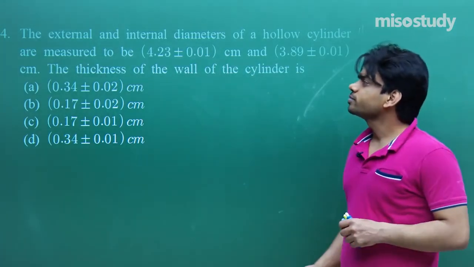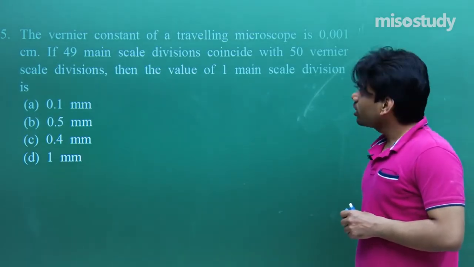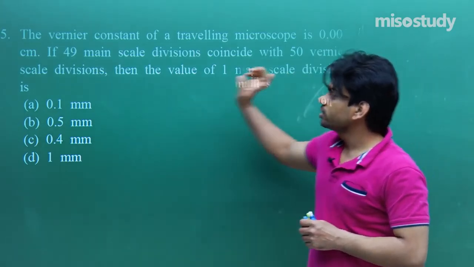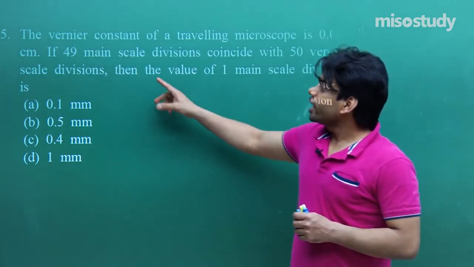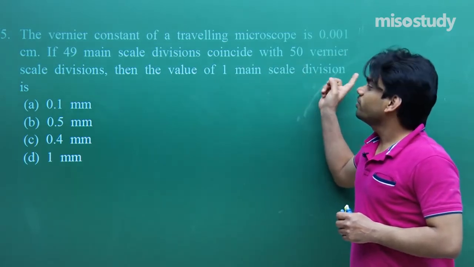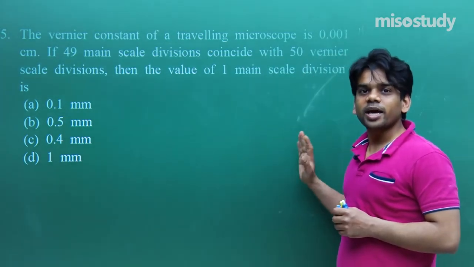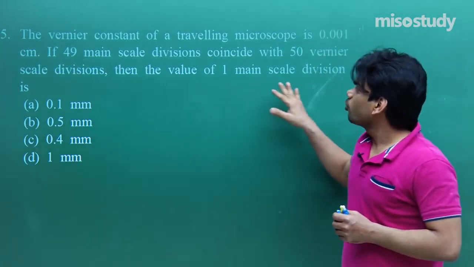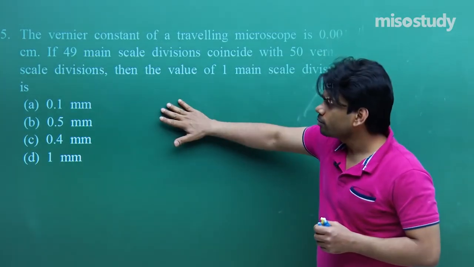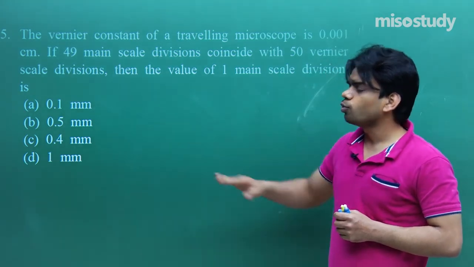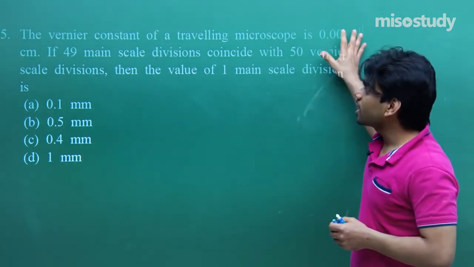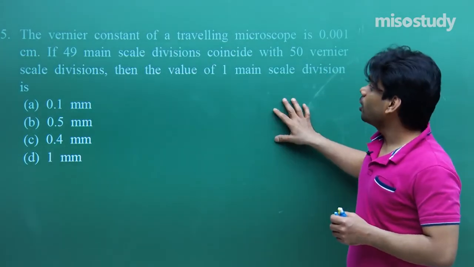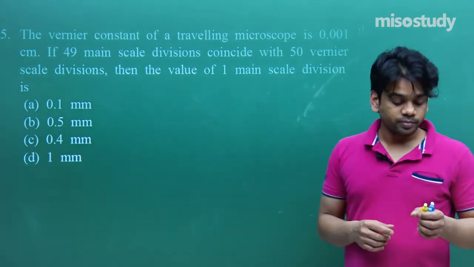Let's go with the next question. Question number 5. The Vernier constant of a traveling microscope is 0.001 centimeter. If 49 main scale divisions coincide with 50 Vernier scale divisions, 49 MSD is equal to 50 VSD, this is what has been provided, then the value of one main scale division is: A 0.1 mm, B 0.5 mm, C 0.4 mm and D 1 mm. Given the least count and the main scale divisions which coincide with the Vernier scale divisions, we need to find out how much one main scale division is worth.